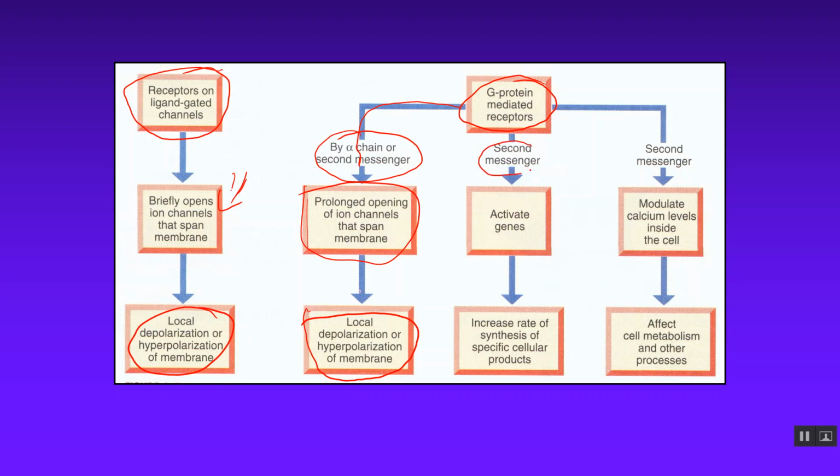The other thing the second messenger can do is go into the nucleus and activate genes that can increase or decrease the rate of synthesis of specific cellular products. That will affect the overall activity and function of that neuron or cell. Or it can cause modulation of overall levels of calcium inside the cell that tends to upregulate or downregulate the metabolism of the cell. Those are the different things that can happen via the G protein-mediated pathways.